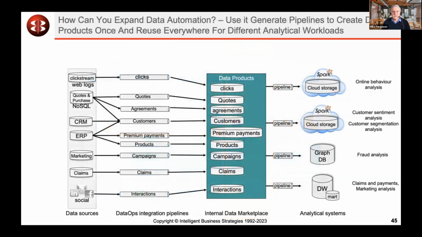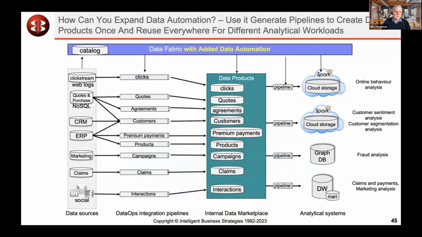And so we revisit this chart and say, well, what happens if you could add automation to data fabric? What happens if we could automate the pipelines that produce the data products and automate the pipelines that consume the data products and build for different analytical workloads? Is that possible?